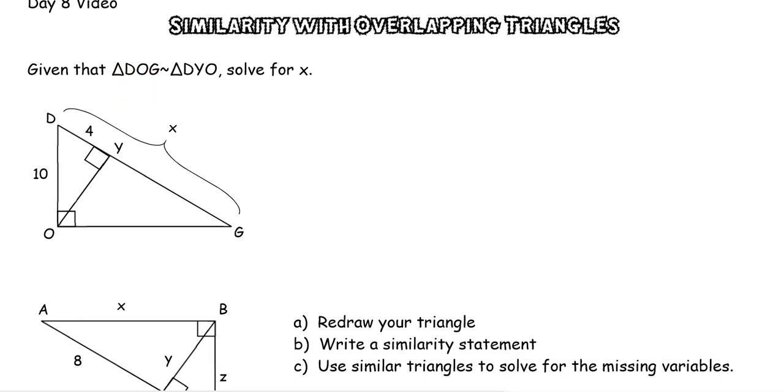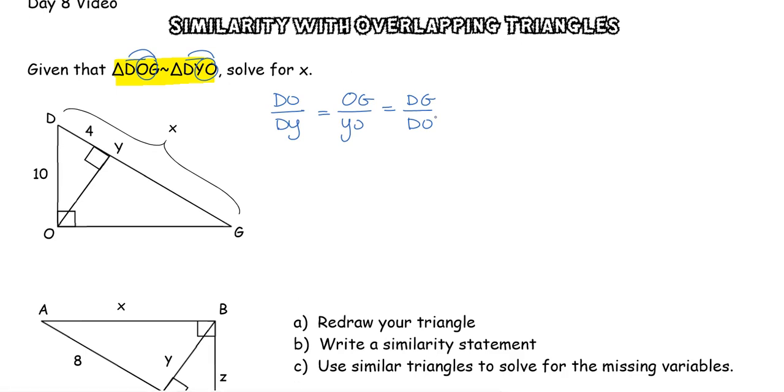So when we look here, it's always good when we are given similarity statements, just like with congruency. We like to know which sides and which angles are corresponding. Because I have my similarity statement, I know that segment DO corresponds to DY, so those are making a ratio. OG corresponds to YO, so that makes another congruent ratio. And then DG corresponds to DO, so that makes another congruent ratio.